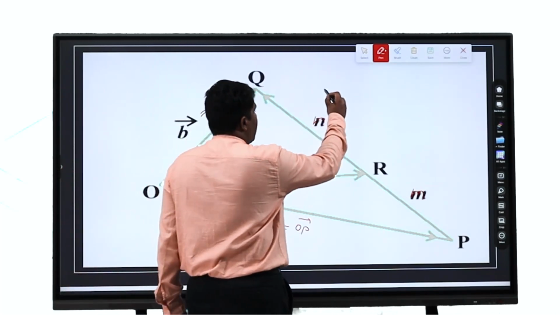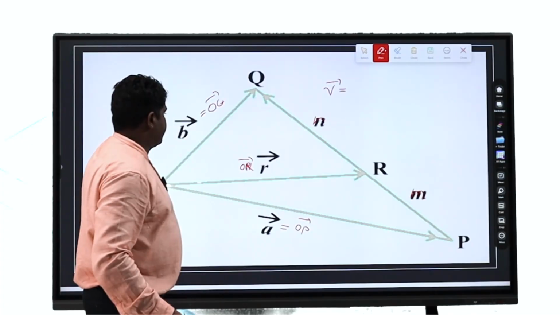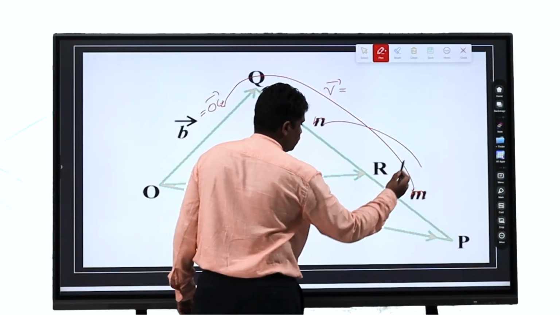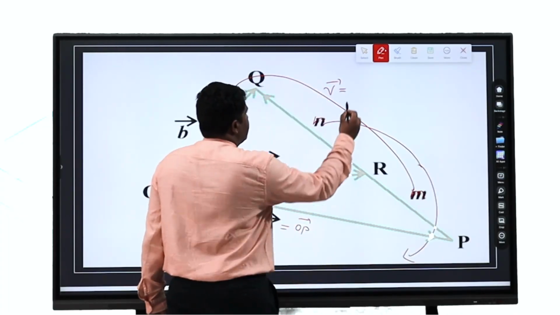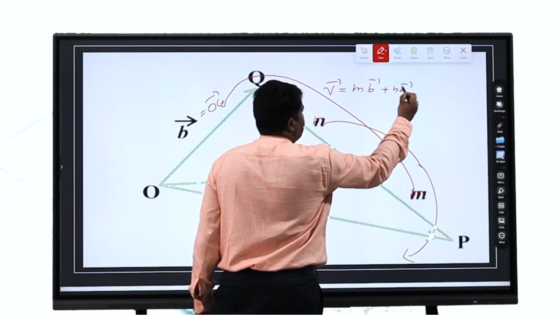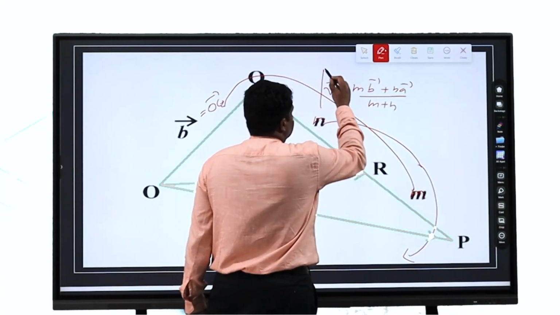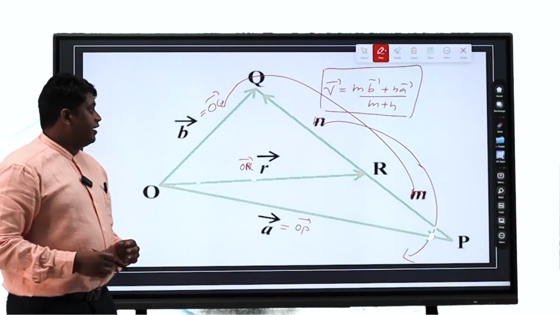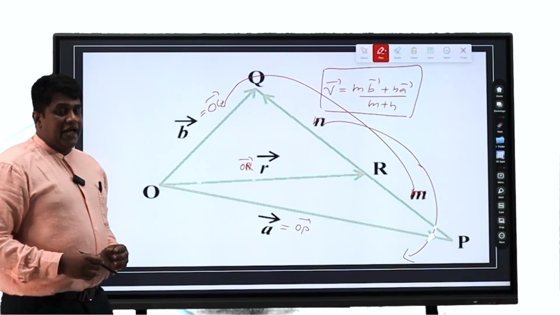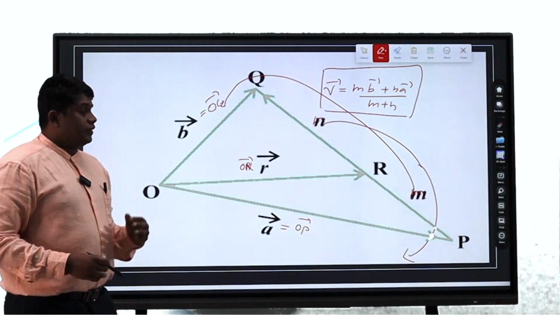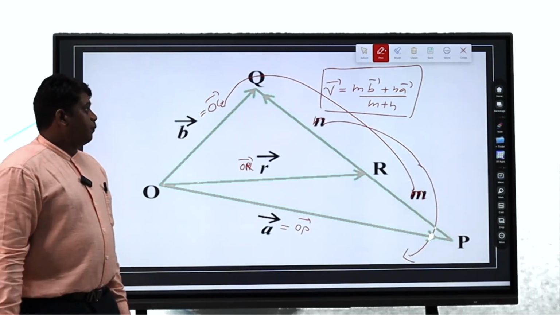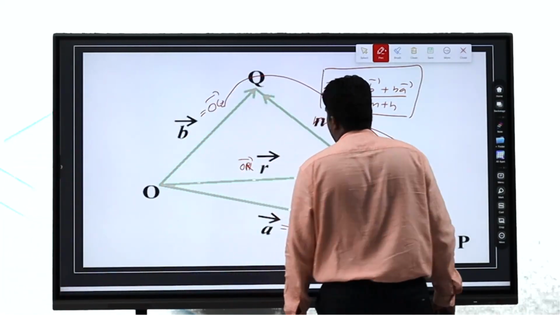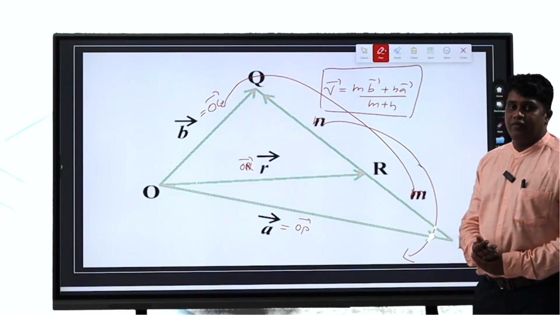Then the position vector of point R is given by R vector is equal to M B vector plus N A vector, divided by M plus N. So if we are provided the ratio at which a point divides a line having end points P and Q, and the position vectors of these points are also given, then the position vector of the point which divides that line in the ratio M is to N is given by R vector equal to M B vector plus N A vector divided by M plus N.